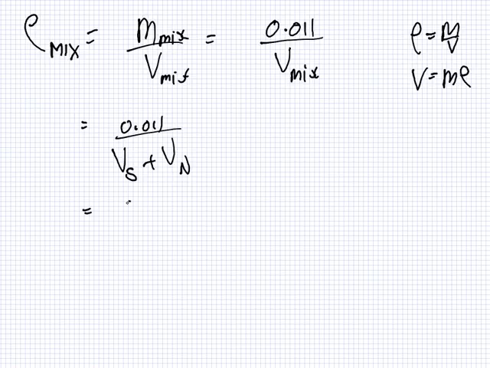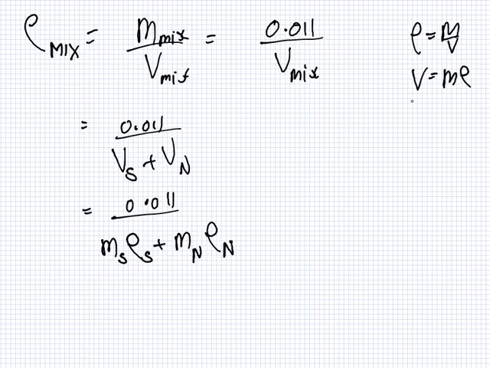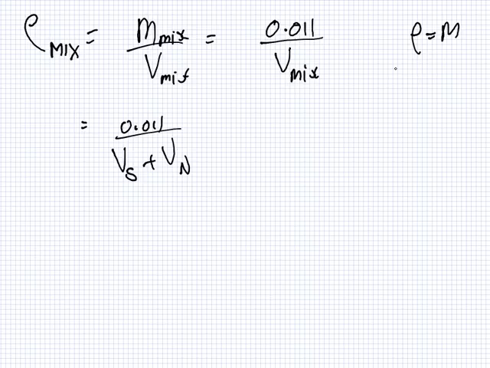Oh, so sorry, thanks. Thank you, Mayor, I screwed that up. Density is mass over volume, so volume is mass over density. That's what you were saying, thank you. So that's 0.011 over the mass of the silver over the density of the silver plus the mass of the nickel over the density of the nickel, which is 0.011 over... silver was 1 gram and nickel was 10 grams.